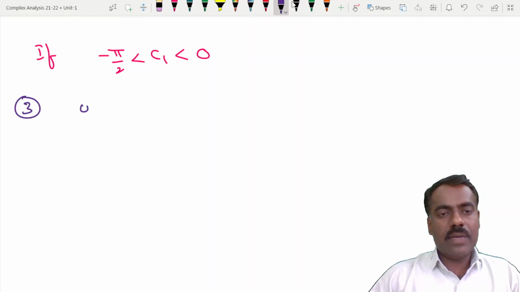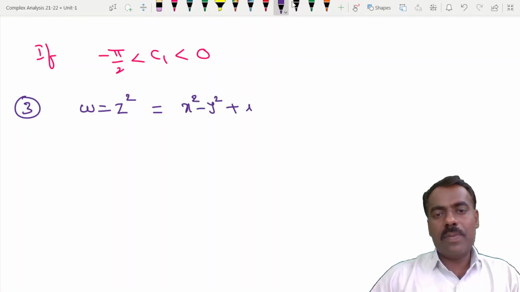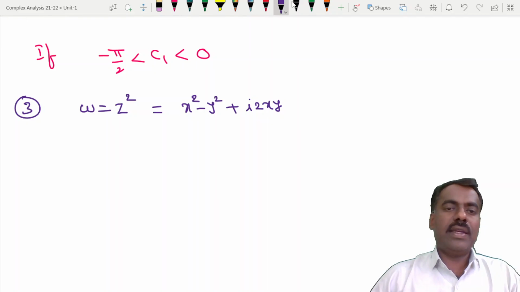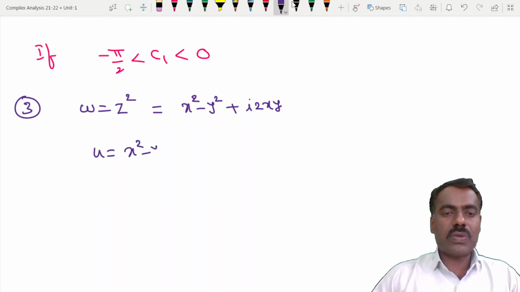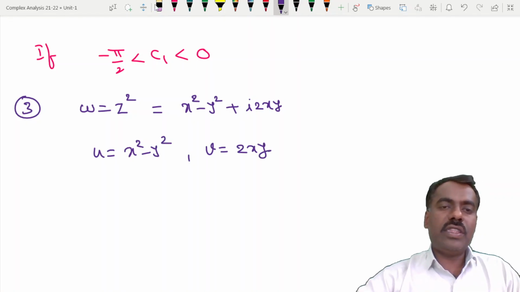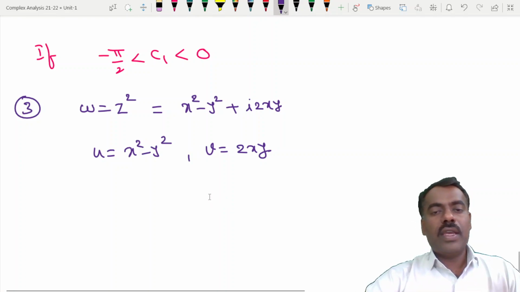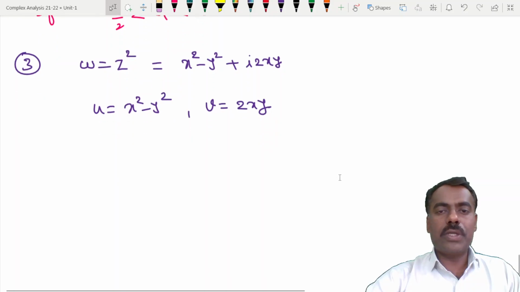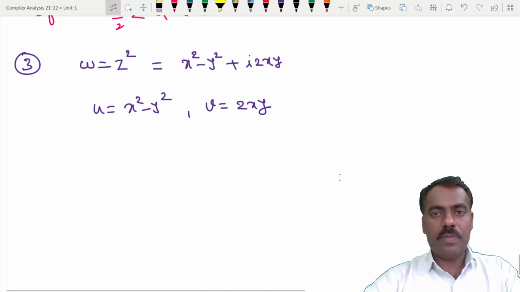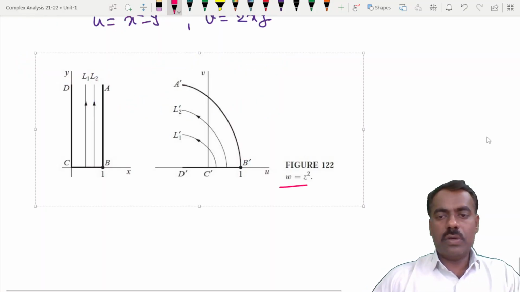Suppose we take w is equal to z square, then we have already seen this is the same as x plus iy whole square, which is x square minus y square plus i times 2xy, right? So our u is x square minus y square and v is 2xy. Okay, if we take any line, how will it transform under this transformation w is equal to z square? So let me take that picture and we will go through that picture.